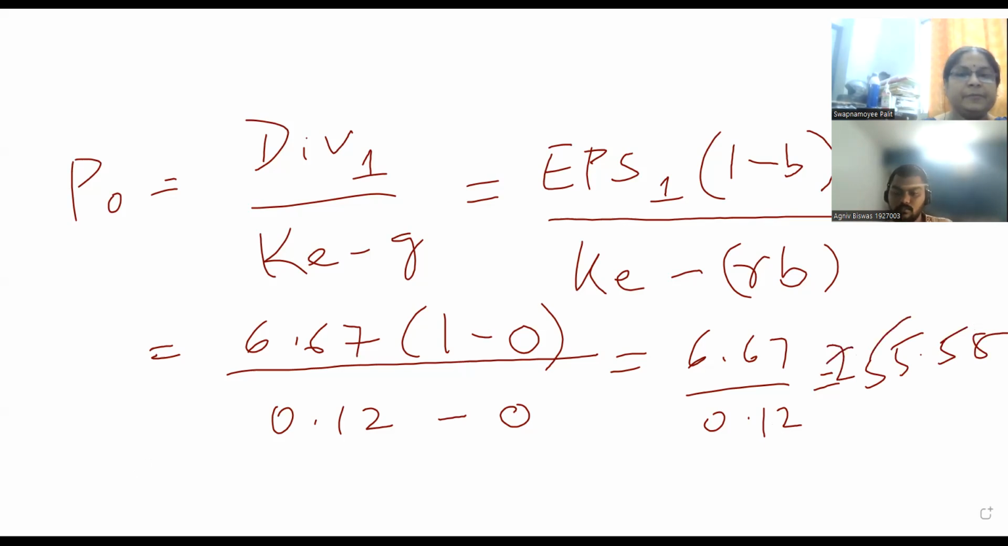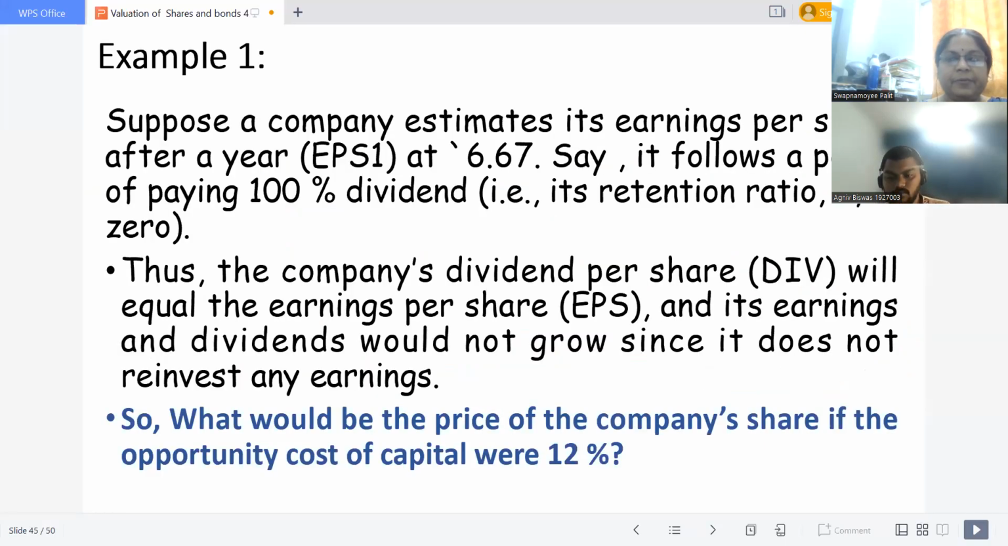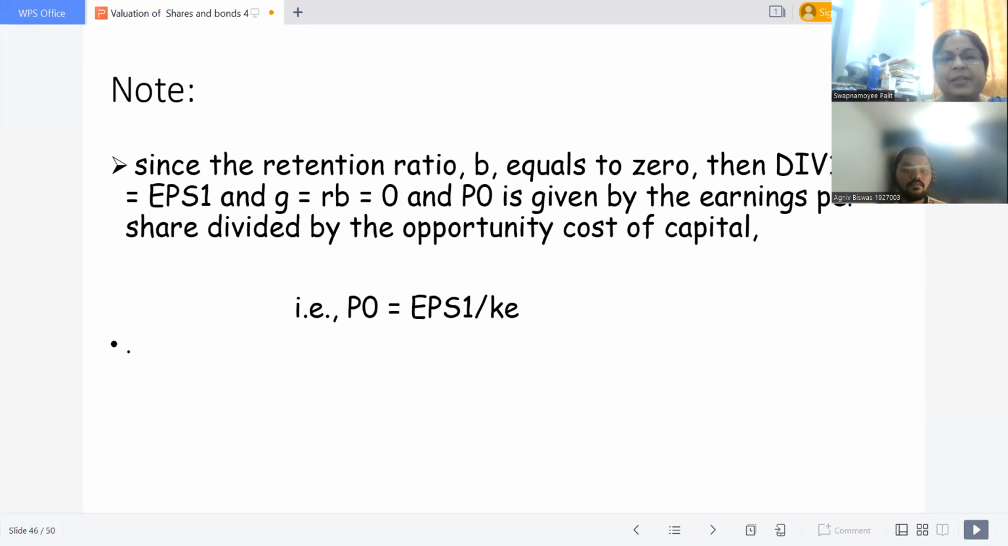So let us proceed. Let's see the PPT, Agni. So next, you can observe here that since the retention ratio was 0, your dividend was the same as your earning per share. Nothing was saved for the future. Your formula becomes earning per share divided by your opportunity cost. This is how you can get the value of the share if the retention ratio of the company is 0. It is not retaining anything for the future. This is your formula.